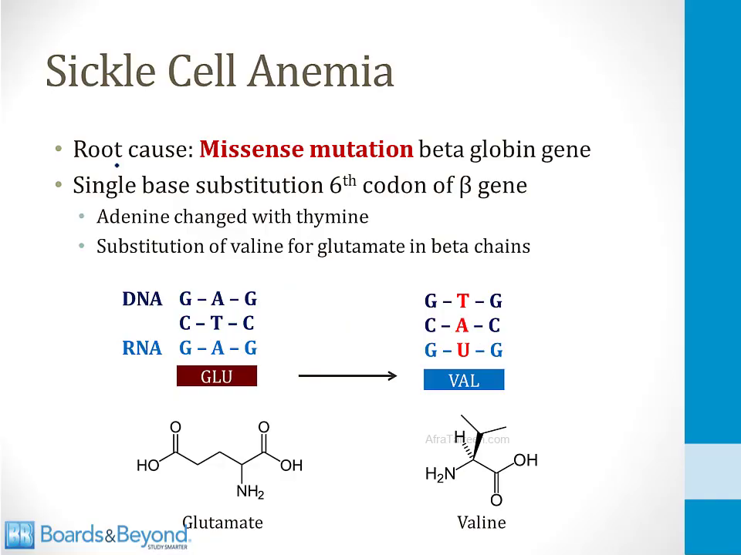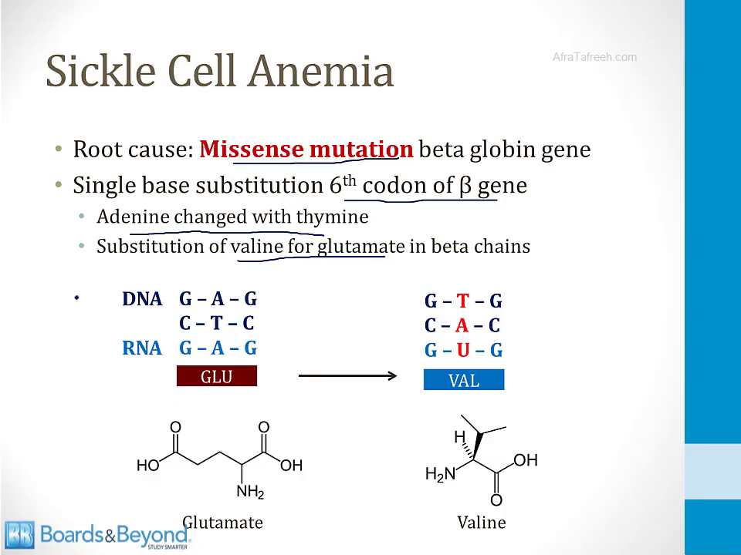The classic condition caused by a missense mutation is sickle cell anemia. The root cause of sickle cell anemia is a missense mutation in the beta globin gene. Sickle cell anemia is caused by a single base substitution in the 6th codon of the beta globin gene. An adenine base is changed with thymine. This results in an amino acid change where valine is substituted for glutamate in the beta chains.